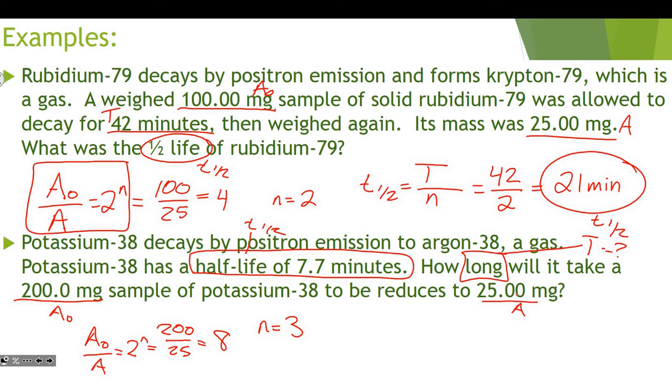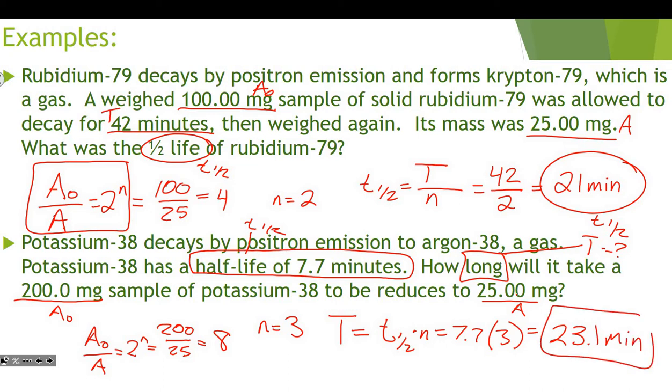Okay, now I'm trying to find T this time, the capital T. You do N times T half. I want to find T total. Good, so T half times N, and that would be 7.7 times 3. What am I going to end up with? Isn't it like 21? 23.1, good. But 7.7 times 3? Yep, 7.7 times 3.